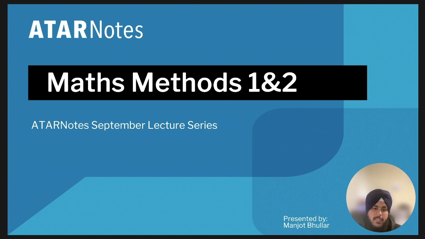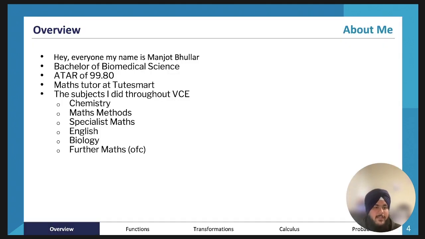Okay, let's get started with today's lecture. So we have a lot to go through today. But just before we begin, I'd like to quickly introduce myself. My name is Manjot Bulla. I graduated VCE with an ATAR of 99.80, and I've been studying a Bachelor of Biomedical Science at Monash, and I'm a maths and science tutor at Smart. The subjects that I personally did throughout VCE were chemistry, maths methods, specialist maths, English, biology, and further maths. Let me know if you have any other questions. Otherwise, we'll get started with today's content.